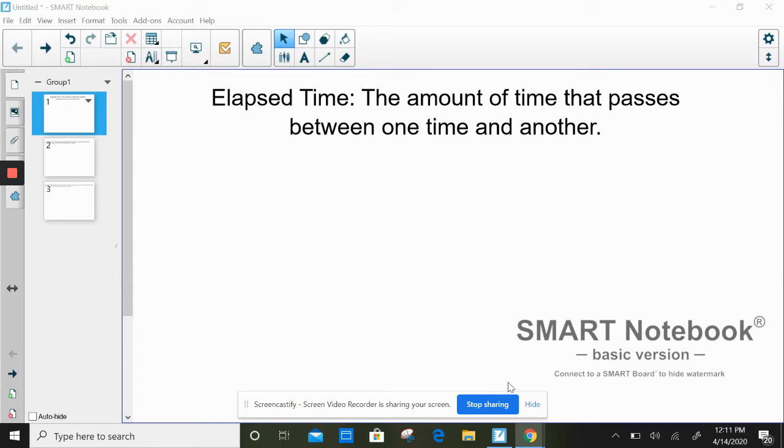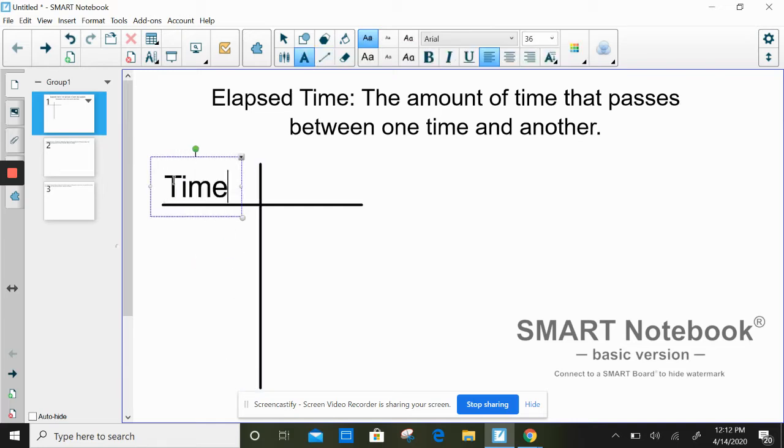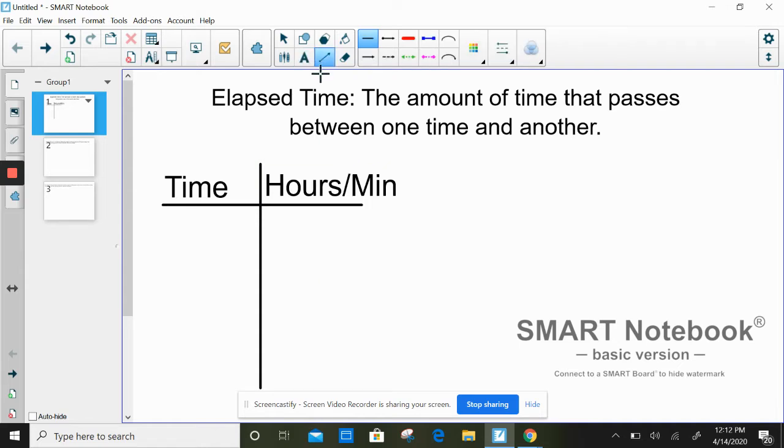Okay, so quickly, let's review what elapsed time means. Elapsed time is the amount of time that passes between one time and another. You can use a T-chart, which looks like this. And you'd have the times right here, and over here, you would have hours and minutes. Okay.